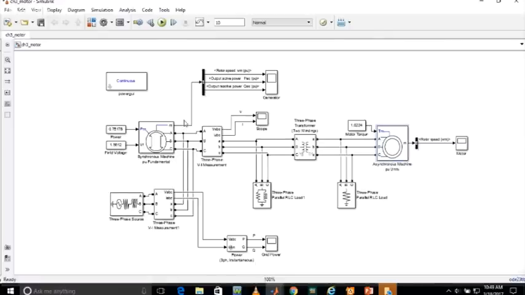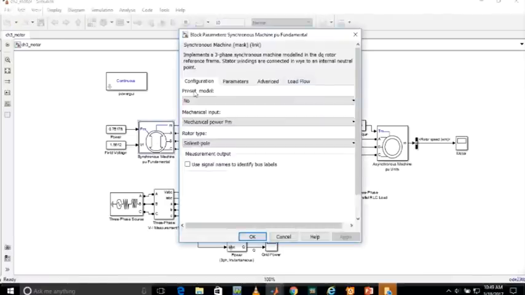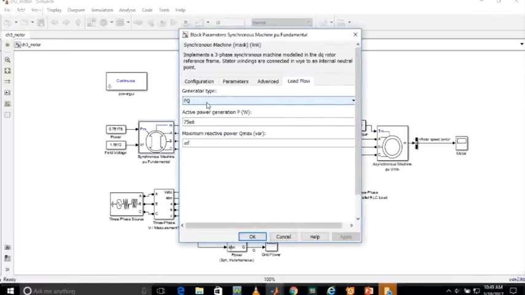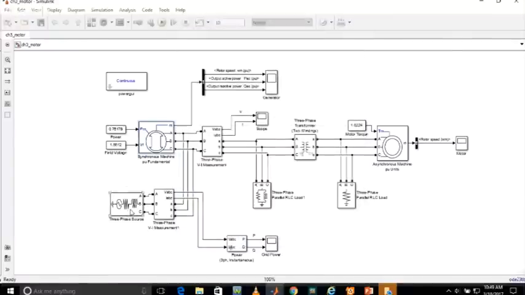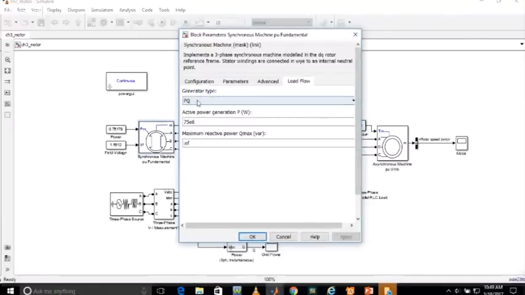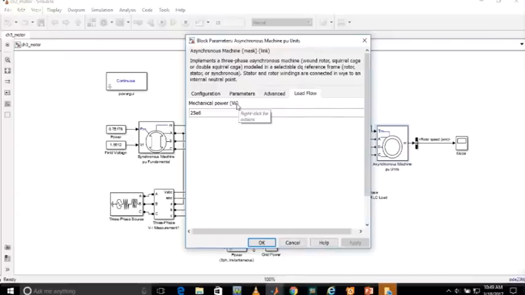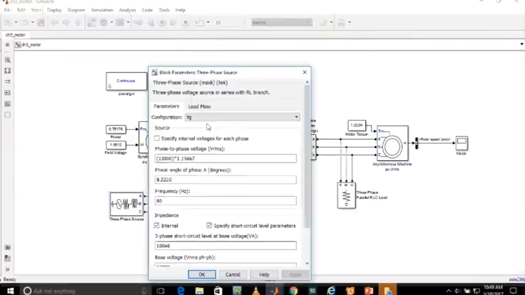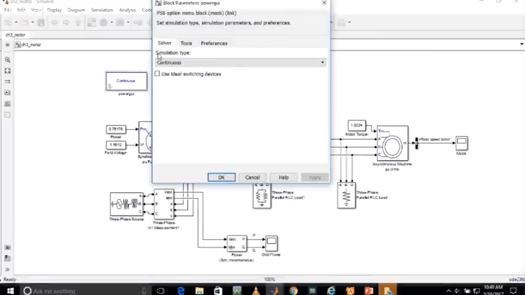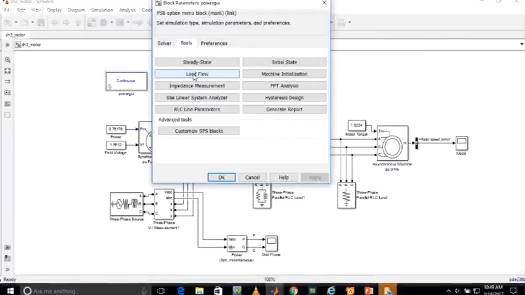these two parameters. Okay, so if you go for the continuous powergui, first of all, what we have to do is make this system in the load flow a PQ bus. All right, the synchronous machine PU system, because this three-phase source will always act as a swing bus. Okay, and then we make this synchronous machine PU fundamental. In the load flow, we will provide generator type as PQ. Then we will provide the active power generation as 75 megawatt, and the reactive power it can provide up to infinity. Okay, that we have given. Similarly, in this case, in the load flow, we have given the mechanical power as 25 megawatt that it requires. And in this, the load flow bus is swing bus. So if you go for the continuous powergui and go to Tools and Load Flow.